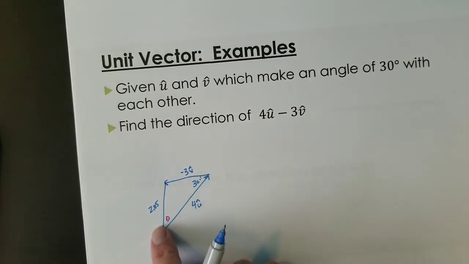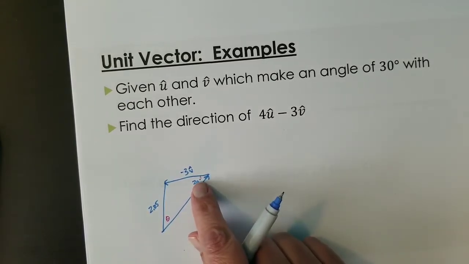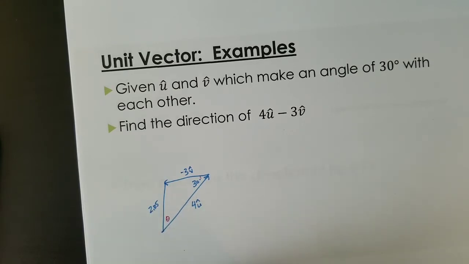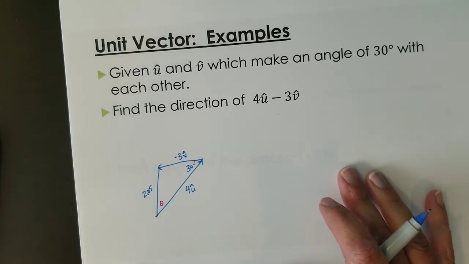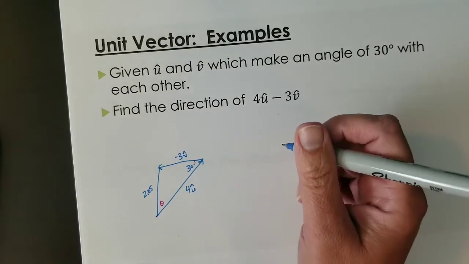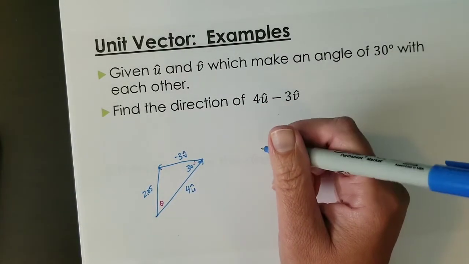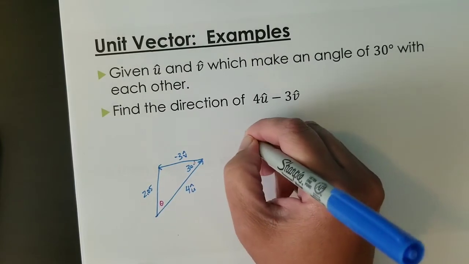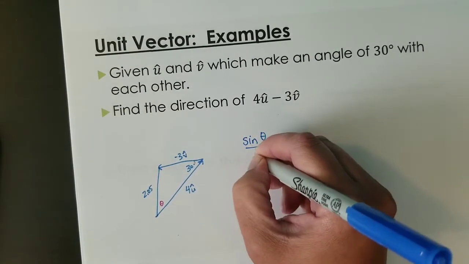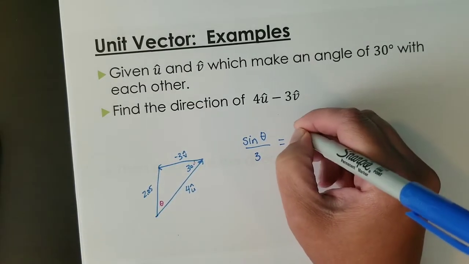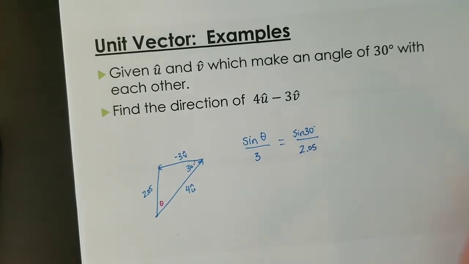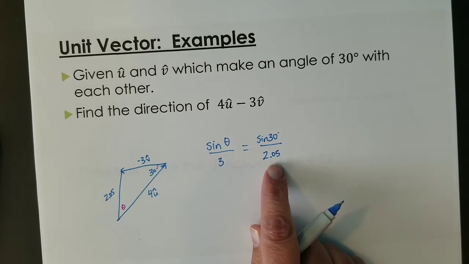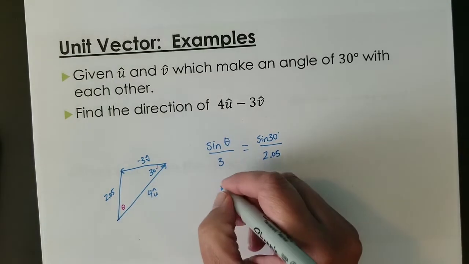So we know that I've got 30 and 2.05, and I'm going to look at the magnitude of that 3v hat as the 3. So we're going to take this and look for sine theta using the sine law. So sine theta over 3 equals sine 30 over 2.05. Now we are going to have to solve for theta.